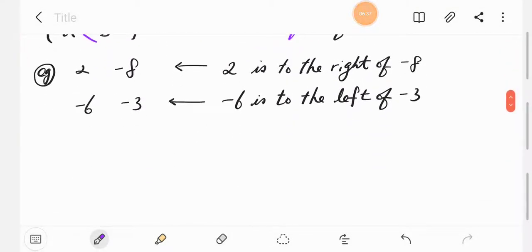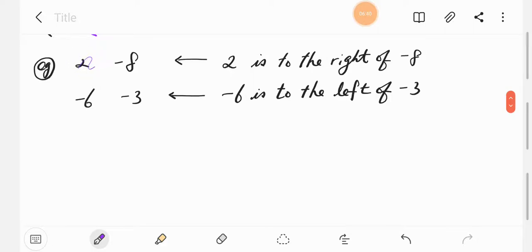So let's compare 2 and -8. On the number line, 2 is to the right of -8. So 2 is greater. How about comparing -6 and -3? -6 is to the left of -3, so -6 is smaller, and -3 is greater. -3 is to the right of -6, so -3 is greater. Or -6 is to the left of -3, so -6 is less than -3.